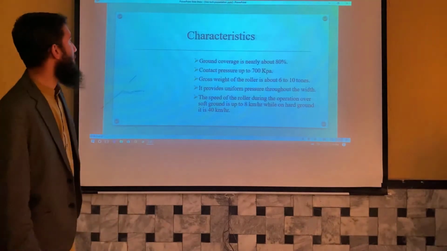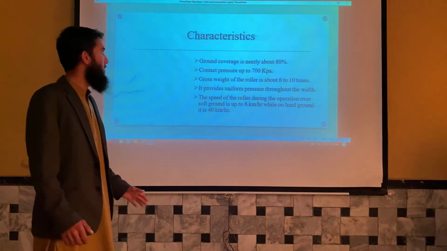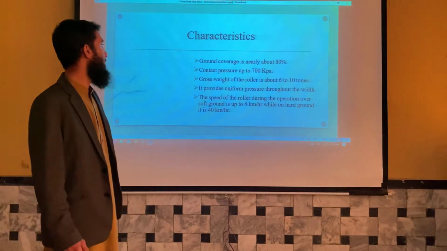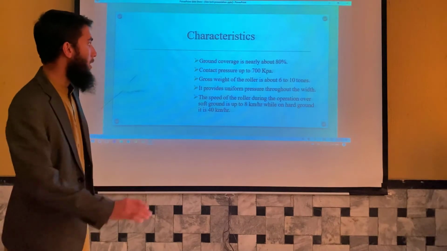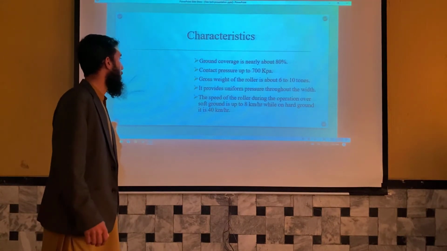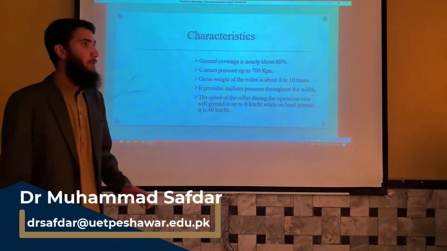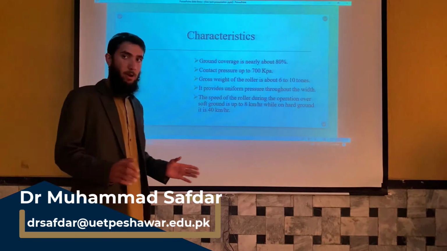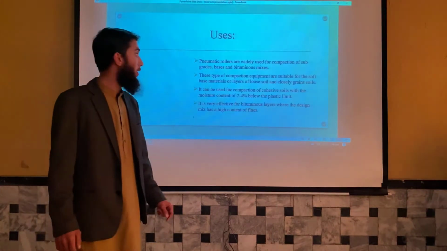A characteristic of this type of equipment is that ground coverage is nearly 80%. The contact pressure is about 700 kilopascals. The gross weight of this type of equipment is 6 to 10 tons and it provides uniform pressure throughout the depth of the soil. The speed of the roller during operation on soft ground is up to 80 km/h, while on hard ground the speed at which it works is about 8 km/h. And for hard soil, it's about 40 km/h.